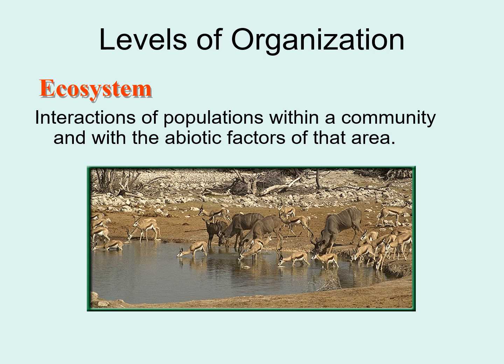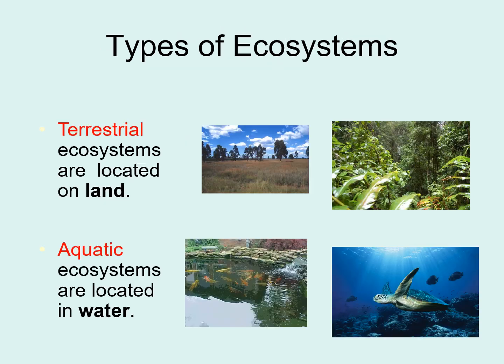Temperate deciduous forests, like here in North Carolina, have very definite four seasons, and deciduous means that the leaves fall off of our trees. You also have tundras and deserts. These are examples of different types of ecosystems or different types of biomes.